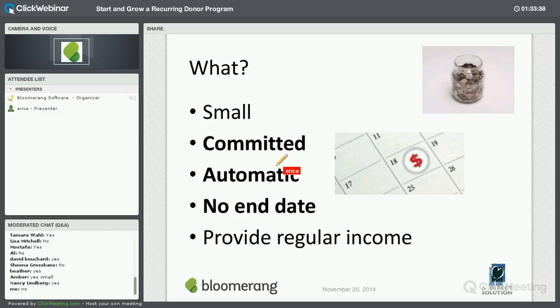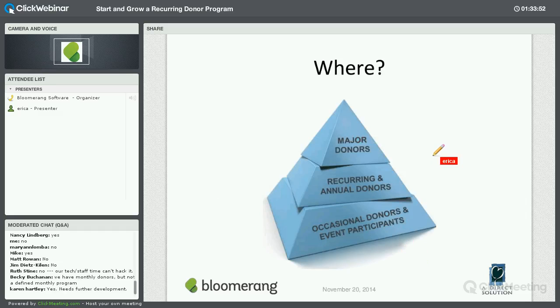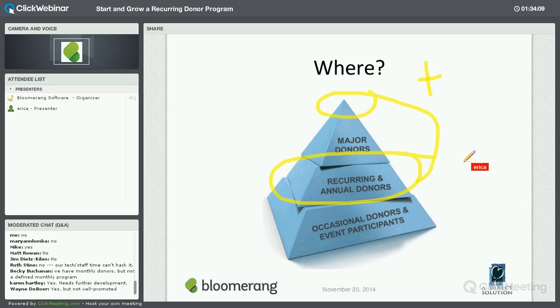They are committed donors. They're going to be giving to you automatically, so that's really great. There's not going to be an end date on there, and I'll show you something more about that. They are going to provide you that regular income that you as an organization are going to be looking for. Now, where do these monthly donors fall? This is the typical donor pyramid, and they're just above your annual fund donors because obviously they're giving more than once a year. But the other really exciting thing is that these donors are 7 times more likely to leave you in their will. So that is really great stuff.